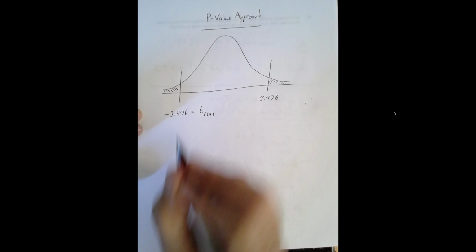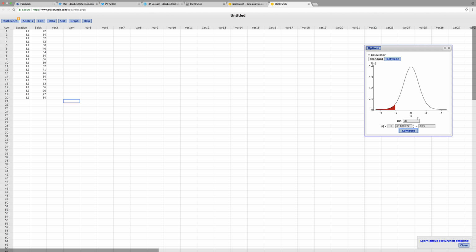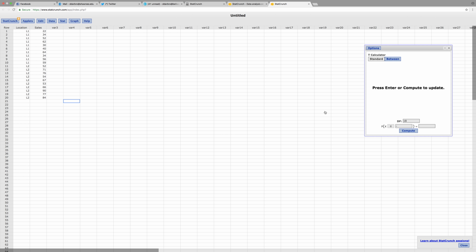We got to calculate that area. If the sum of the two areas is less than 0.05, and we know it's going to be because we've already done this using the critical value approach, then we have significance. So guys, I would just focus on the negative 3.476. So I would look at degrees of freedom less than negative 3.476. Right? So I want the area to the left of that. And the picture shows you whether you're left or right by the shaded area red. And clearly that's what we want.